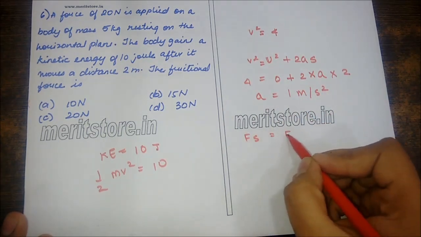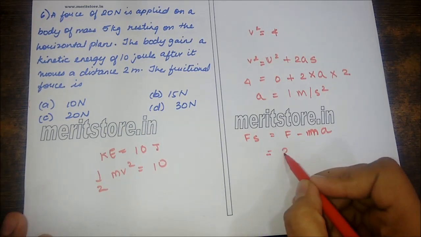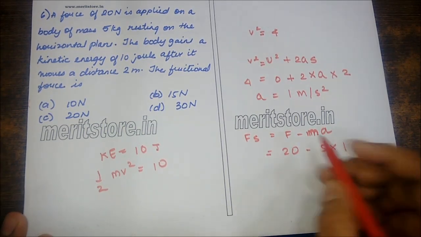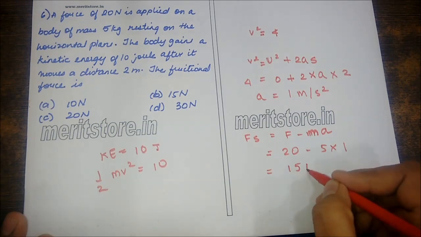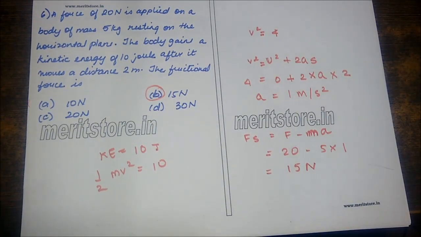Fs is equal to F minus Fr, which is equal to 20 minus 5 into 1, which is equal to 15 Newton. So option B, 15 Newton, is the correct answer.